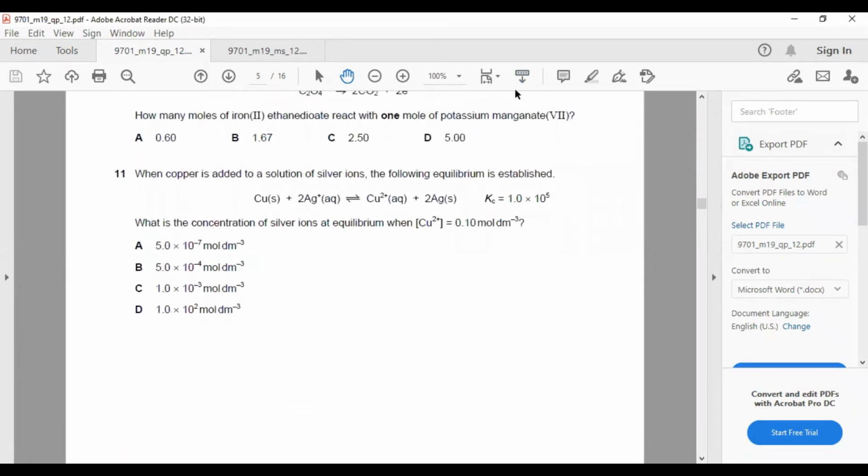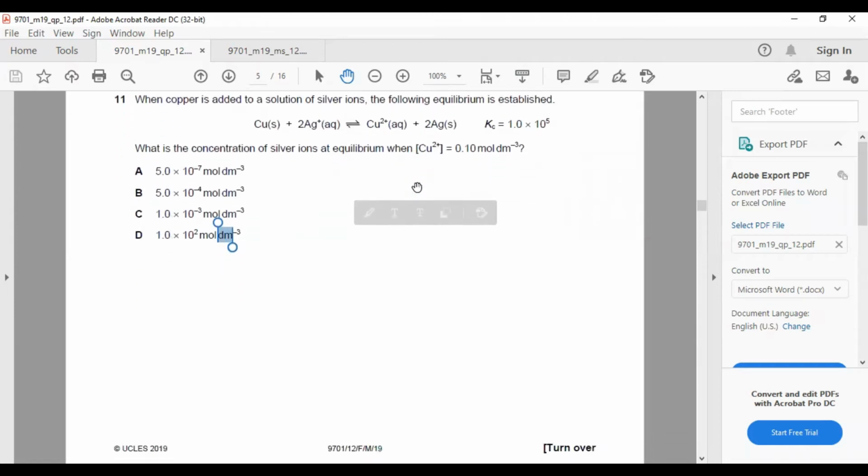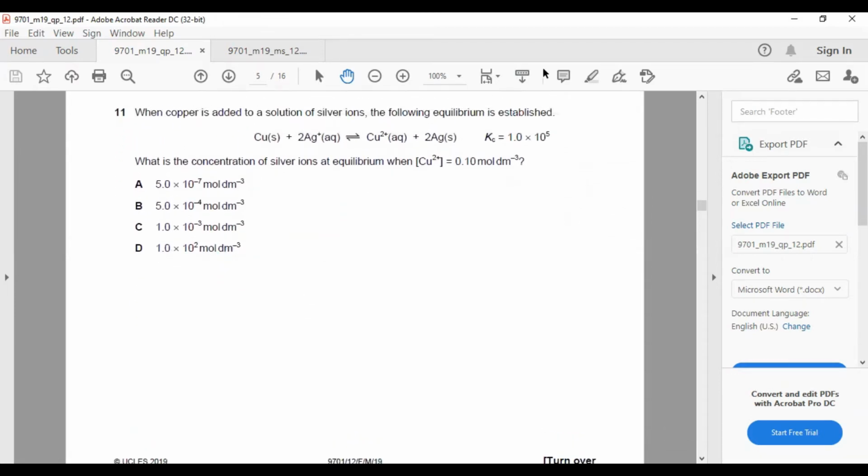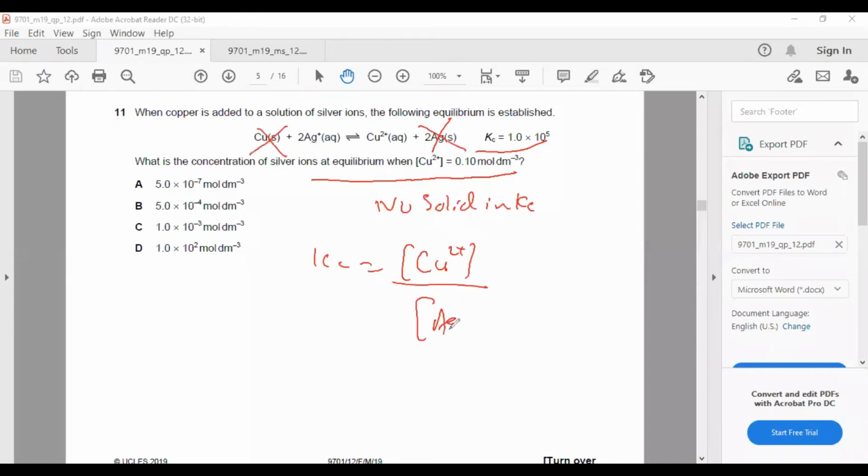Question 11 looks quite easy. What is the concentration of silver ion when copper is this? Kc is given. Solids are not expressed in the Kc expression. No solid in Kc. Kc is equal to the concentration of copper ion divided by the concentration of Ag ion to the power 2. 1 into 10 to the power minus 5, 0.1 x squared.